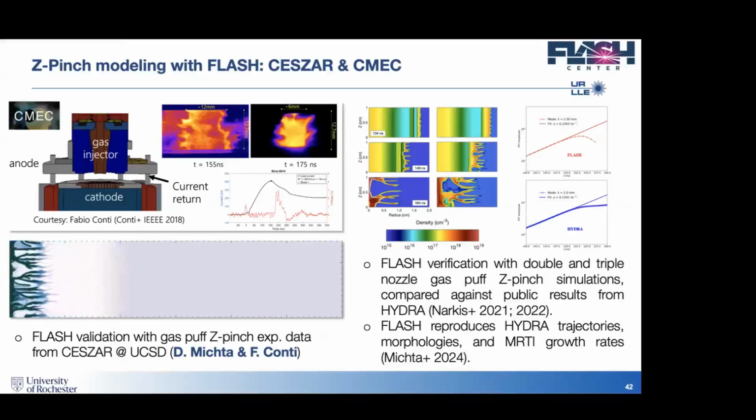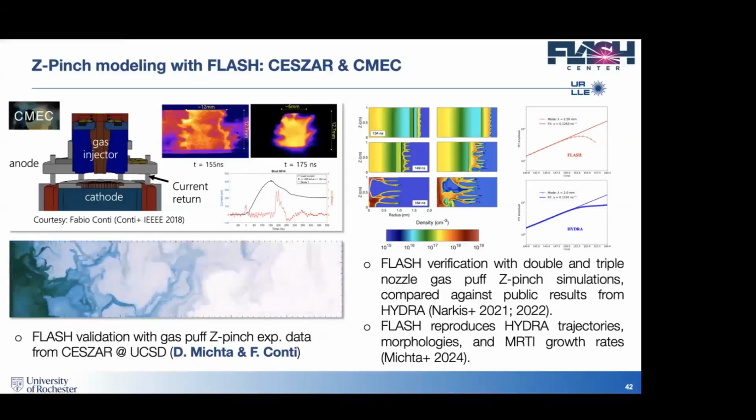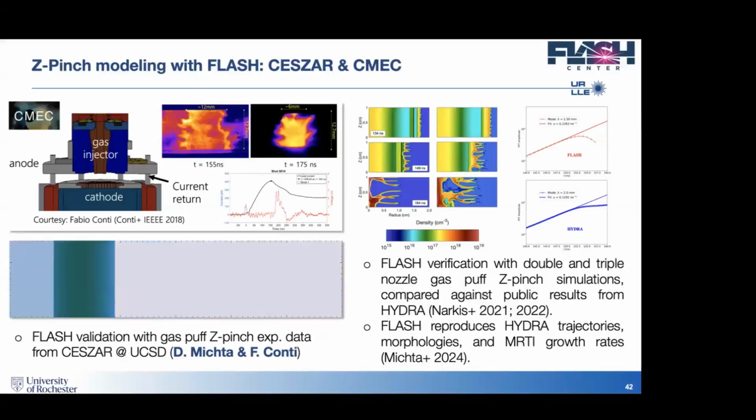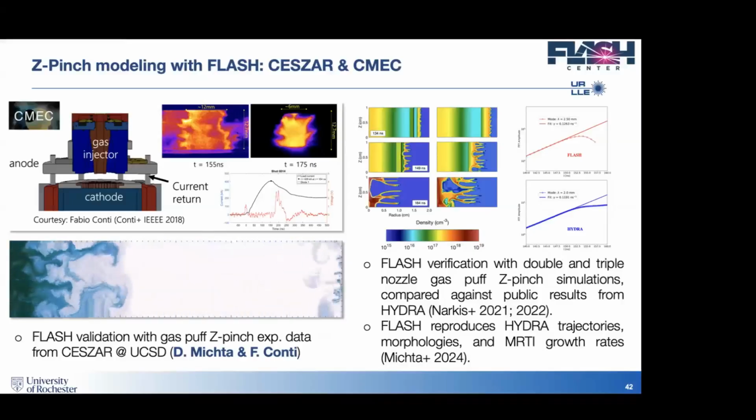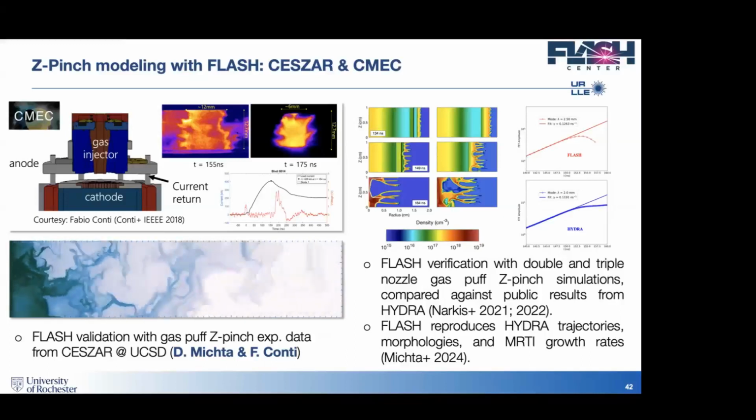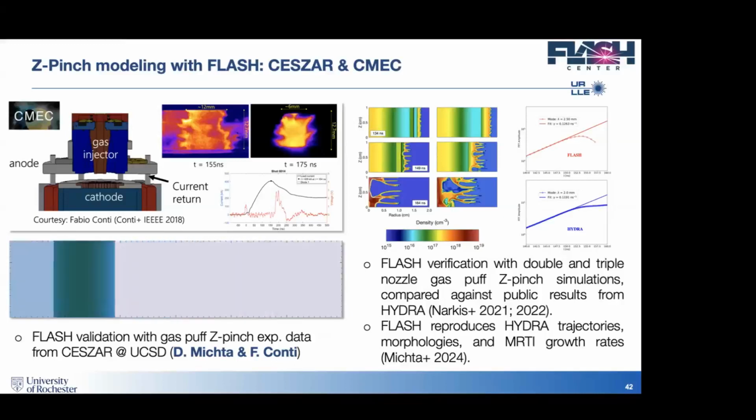The first thing that we did was try to reproduce past results. Folks had done modeling of such experiments. These are gas puffs with a single and double liners of some noble gases, either argon or xenon and things like that. And we were able to compare Flash to the Hydra code, which is the Lawrence Livermore National Lab simulation code that was being used to model these types of Z-pinches.